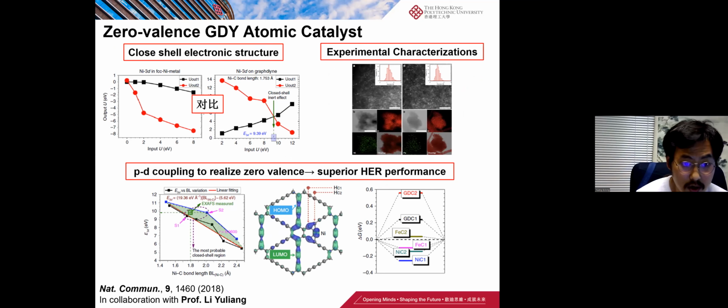Based on the optical stretching algorithm, we identify the closed shell effects of the metal due to the strong interactions with the support. This is the key to realize the stable zero-valence atomic catalyst for broad applications. So these results are also consistent with our previous theoretical screening and mappings.